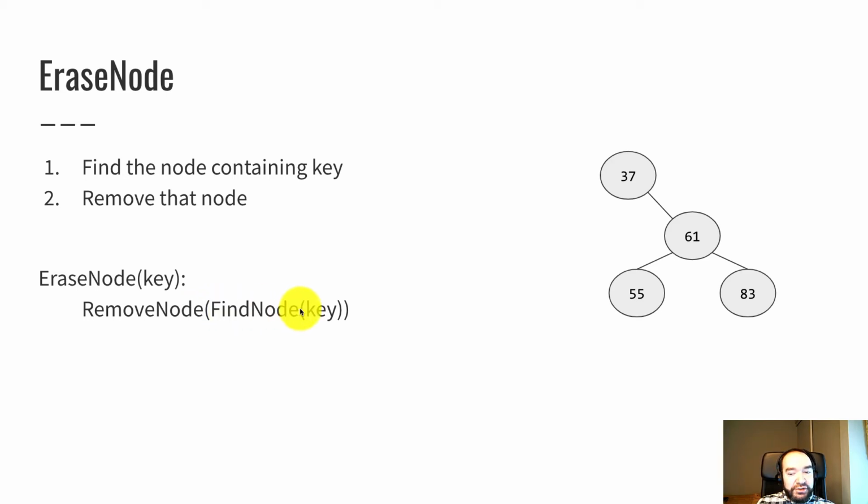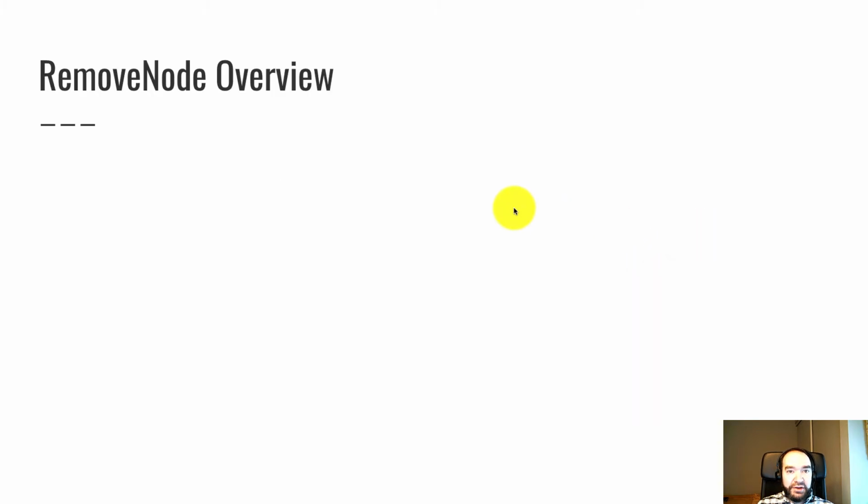So find node returns a pointer to the node that needs to be removed, and then we call the remove node operation, and remove node is responsible for taking that node out and updating all of the root pointer, child pointer or parent pointers that might point to that node. And we covered that in detail in the previous video. Let's just review what remove node does.